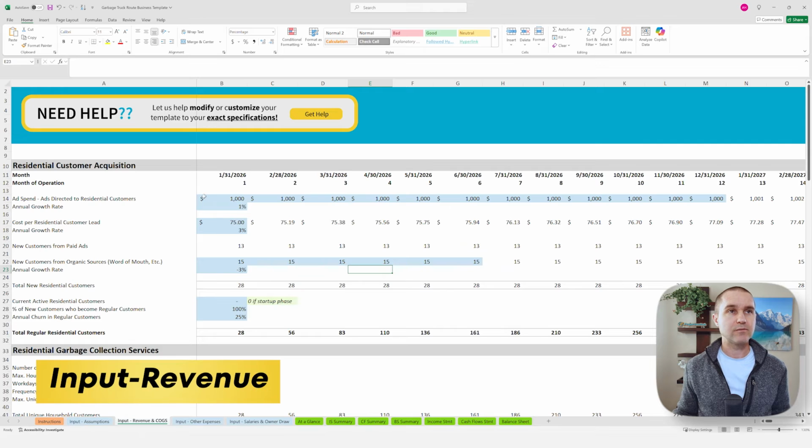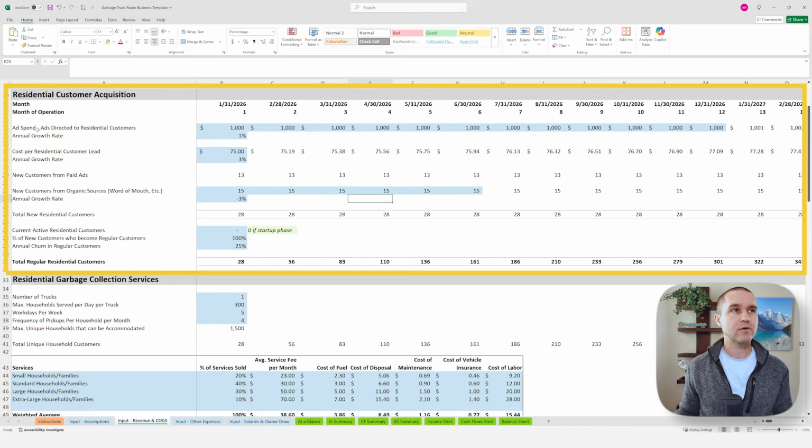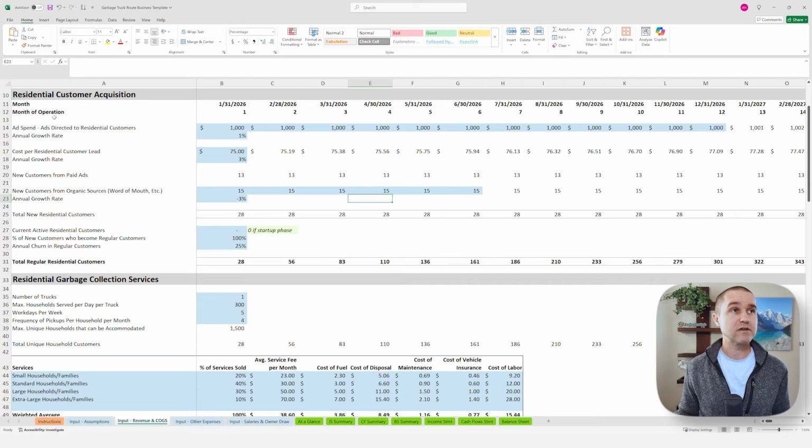Okay, let's look at our input revenue tab. So here's where we're going to build up our customer base. And so let's assume for the residential customers, we're doing some advertising. We're going to spend $1,000 a month in ad spend. So we're going to assume $75 per new customer is that customer acquisition cost.